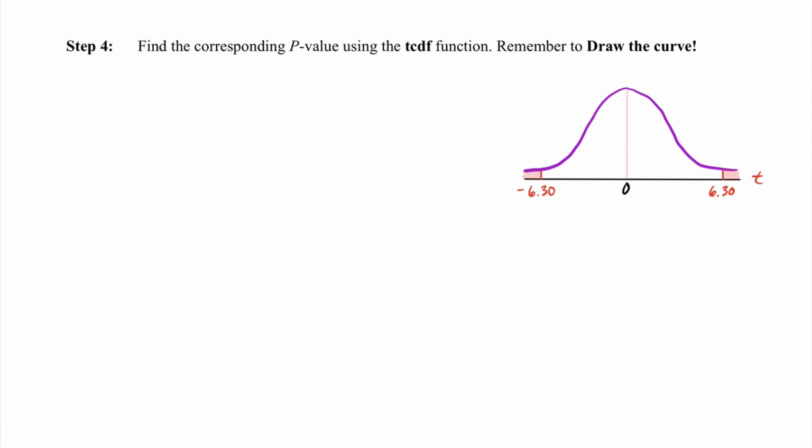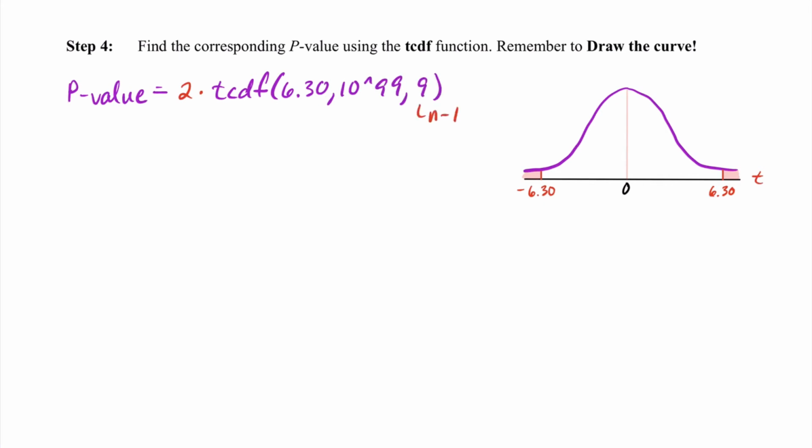Of course, first I'm going to draw the curve. Remember, we're working with a t-distribution, and we had a test statistic of 6.30. Since this is a two-tailed test, we've got both a positive and negative end of that test statistic. Remember, to find our p-value, we need to do 2 times the tcdf of our test statistic that is 6.30, and that would be the right side of our graph. So we're going 6.30 up to positive infinity, and our degrees of freedom would be 9 since our sample size was 10. This gives us a p-value of approximately 0.00014. As per usual, comparing that to our alpha level of 0.05.